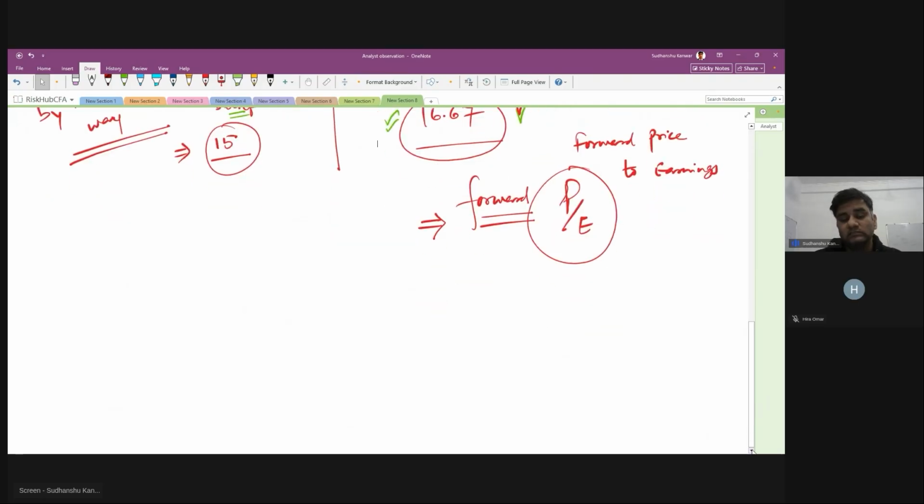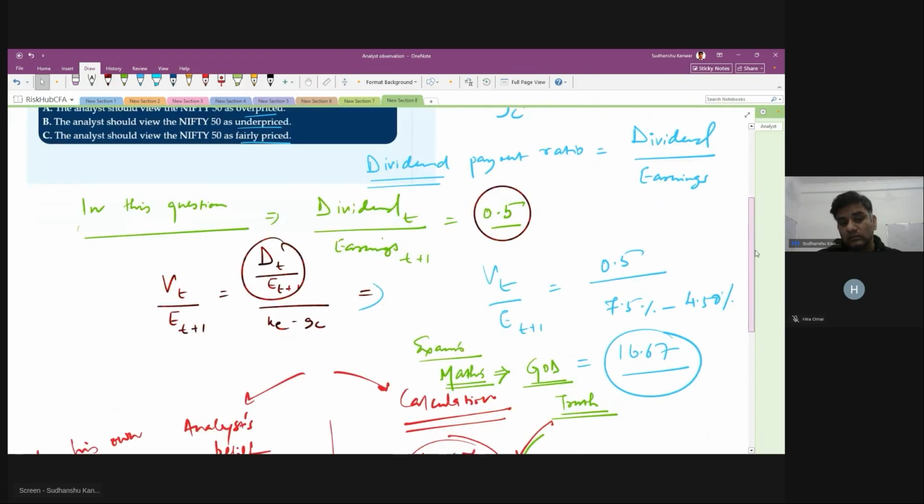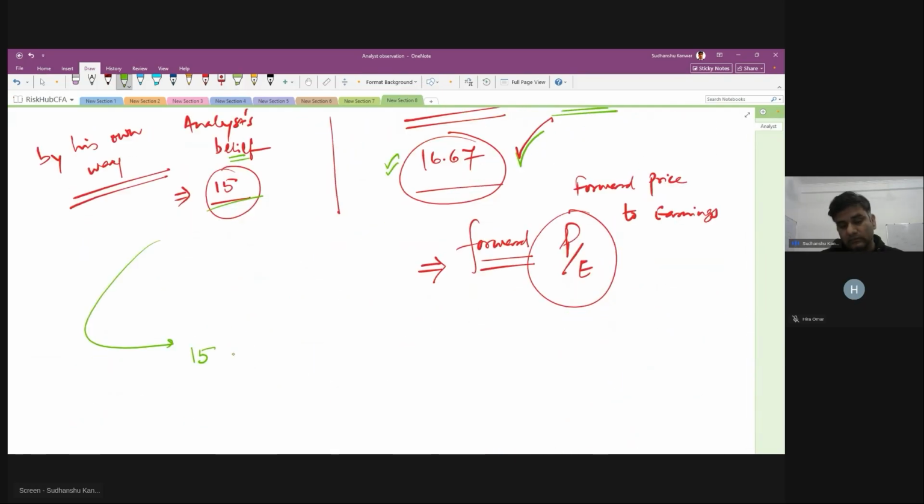What you can do is say that, okay, if the analyst has taken 15%, let me put 15% as your forward price to earnings, which is V0/E1. Then I should put the same thing, right? Basically, my formula was what? V0/E1. This is very confusing, guys. So that's why I'm trying to. Once you understand, you will figure it out. But the first time, whenever somebody does it, they always get confused.